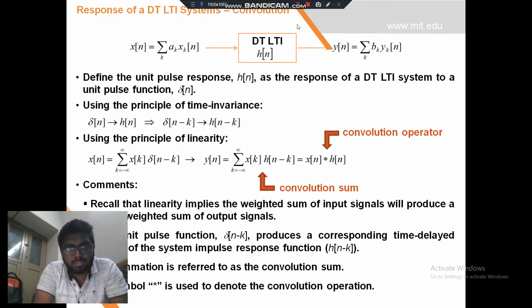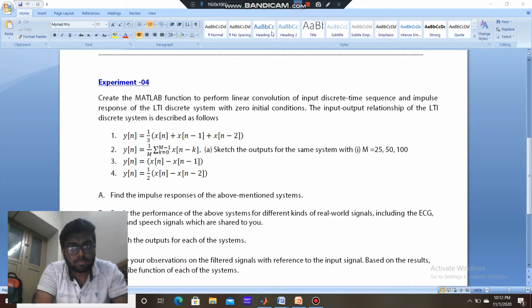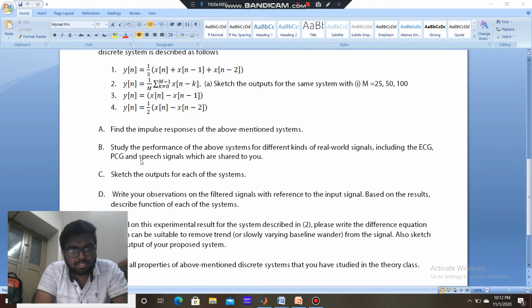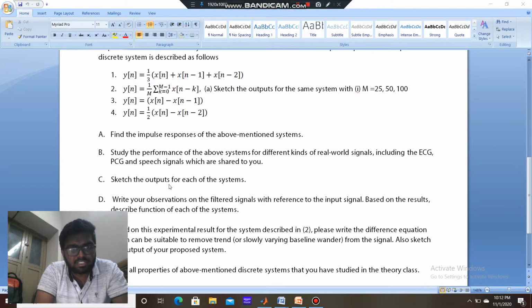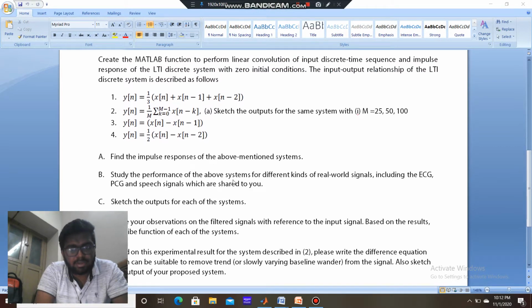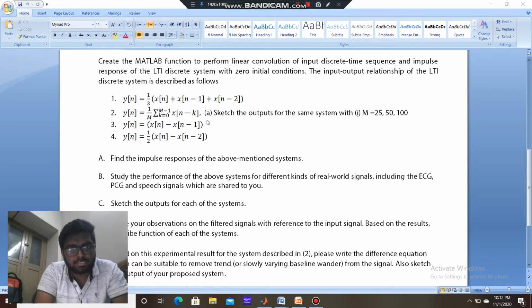Now coming to the problem statement given to us. We are asked to create a MATLAB function to perform linear convolution of an input discrete time sequence, and these are the given four systems. In the first three parts, we need to find the impulse responses of these four systems, study the performance of these systems, and sketch the outputs for each of the systems. Now let us go to MATLAB and take a look at how to do this convolution function and how to sketch these outputs for each of the systems.